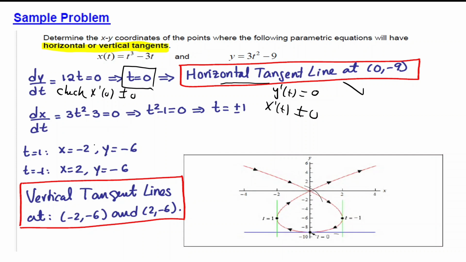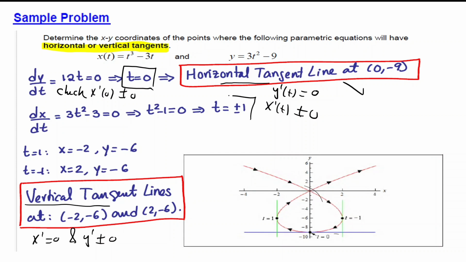Now, if I need to check for the vertical line, I need the opposite. I need x prime equals 0 for the vertical tangent. I need x prime to equal 0 and y prime not equal to 0. Okay, so this is dx over dt. We need 0: 3t squared minus 3 equals 0. So t equals plus or minus 1.